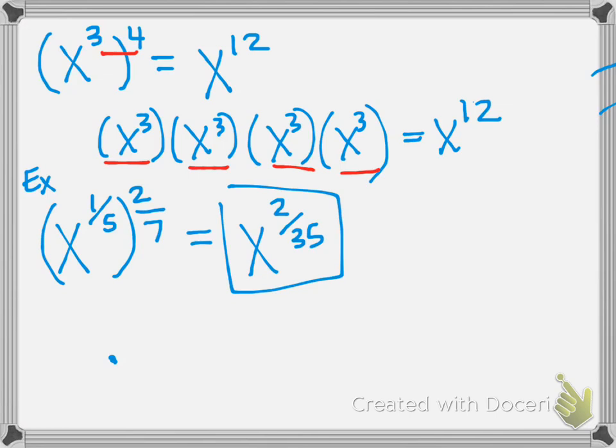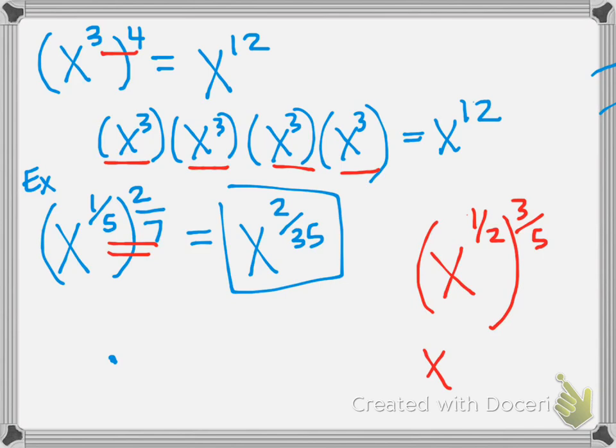Okay, and we have to do it with fractions. Fractions are really easy to multiply, though. You just multiply the top: 1 times 2 is 2, and 5 times 7. Let's do another fraction one. x to the 1/2 times 3/5. That would be x to the 3/10.